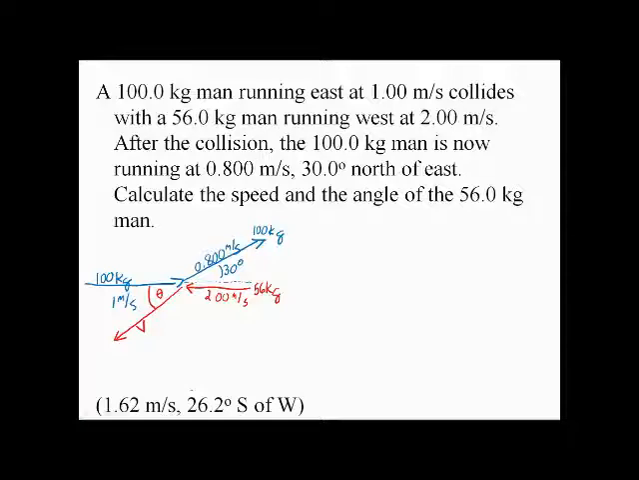So very similarly, we're going to have a 100-kilogram man running east collides with a 56-kilogram man running west. Now, after the collision, the 100-kilogram man, they tell us, is moving at 0.8, 30 degrees north of east. Oh, and we want the speed and the angle. Now, for the 56-kilogram man, that's the one that I have in red on the drawing there.